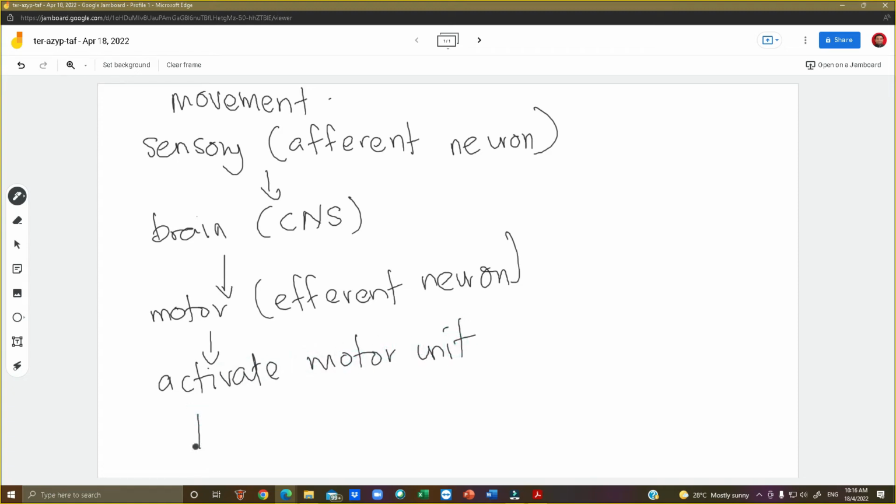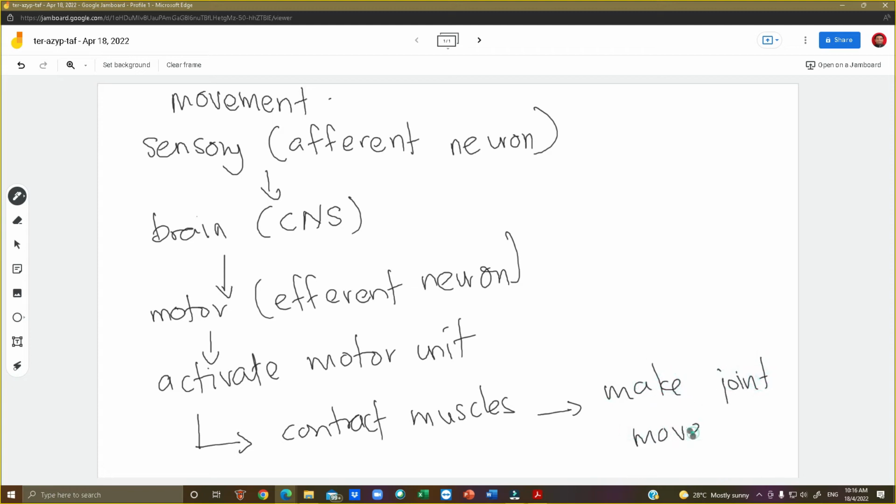Which eventually will contract our muscles and then make joint movement, and after we have joint movement, only we are going to have skeletal movement. Ini step dia. Okay.